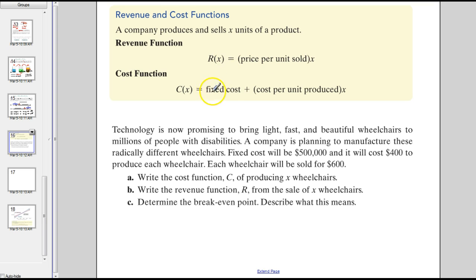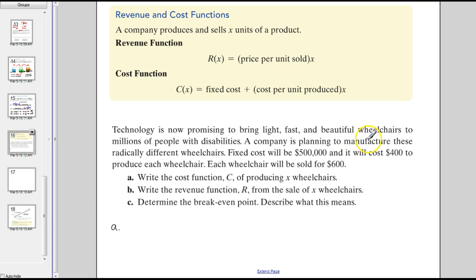Okay, that's your revenue. But cost is your fixed cost, like your operating cost, your rent for the facility, plus the cost for each of these individual units you make, times how many you make. So the first thing we're being told to do is come up with the cost function in this scenario.